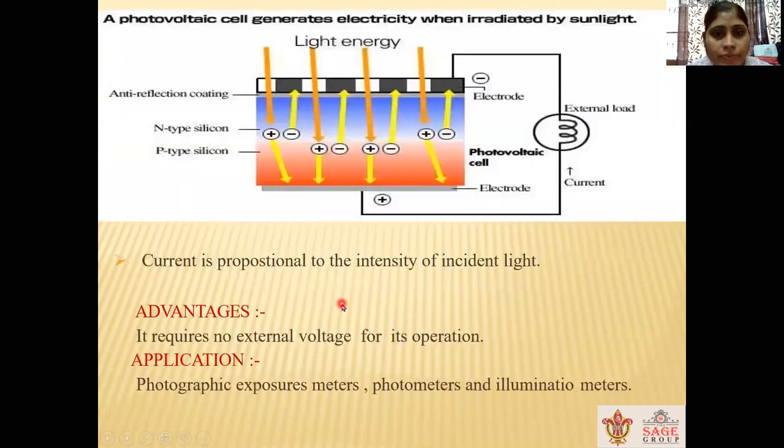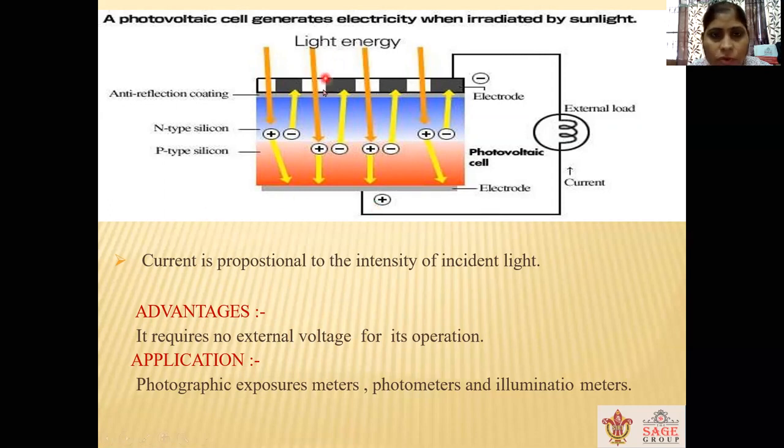See here, this is the schematic of the photovoltaic cell. This is the p-type layer, this is the n-type layer, and across this p-type n-type layer a load is connected. The DC voltage is not connected here, since for the conversion of energy no DC voltage is required. That's why this is acting as an active transducer.